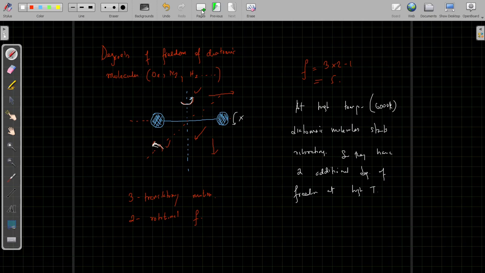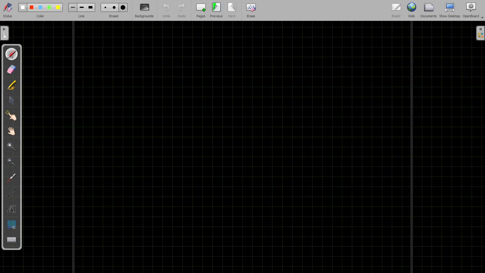So now let us come to the triatomic molecules. For triatomic molecules, what do I mean? This is one molecule. Okay, degrees of freedom F for triatomic molecules. So for triatomic molecules, we have 3 particles which are fixed like this.